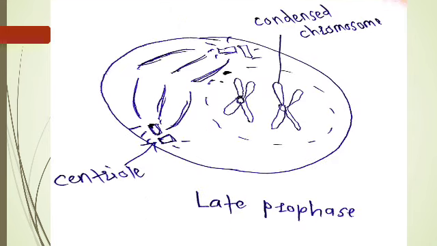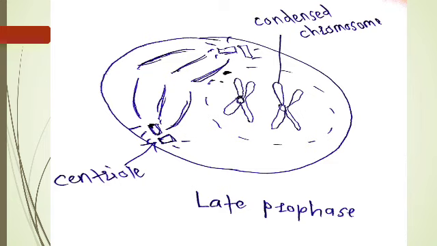And the next figure is the late prophase. In this figure we can see the centrioles have moved very far away from each other. Okay, they are now far from each other, trying to move towards the opposite poles of the cell, and the chromosomes become condensed.